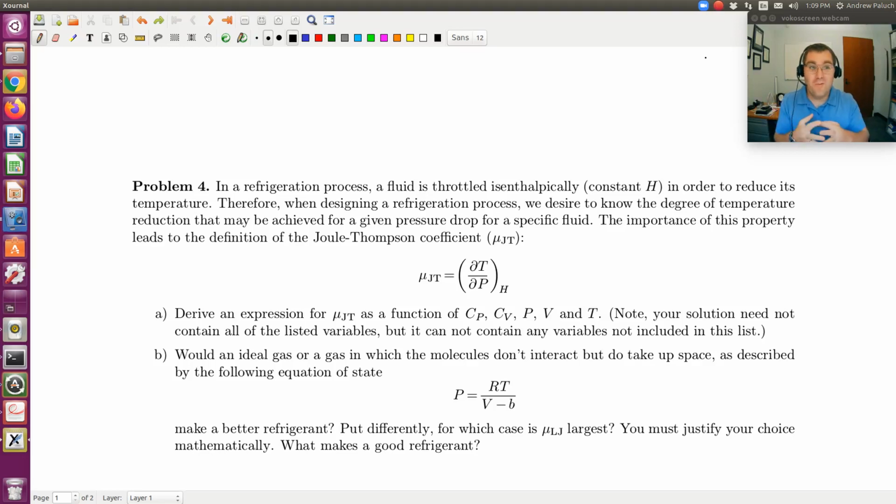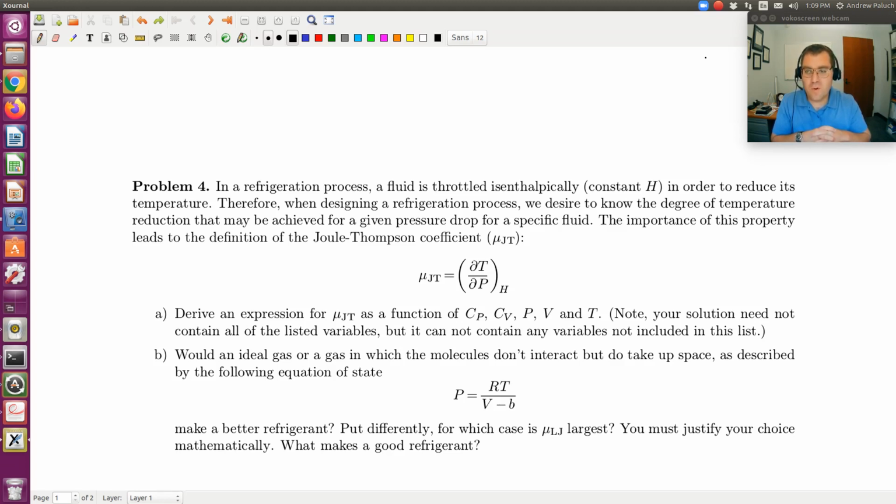All right, hello. Let's take a look at problem 4, which proves to be a fun one. So in a refrigeration process, a fluid is throttled isenthalpically, constant H, in order to reduce its temperature. Therefore, when designing a refrigeration process, we desire to know the degree of temperature reduction that may be achieved for a given pressure drop for a specific fluid.